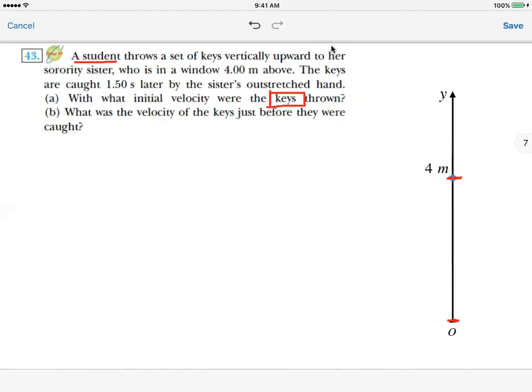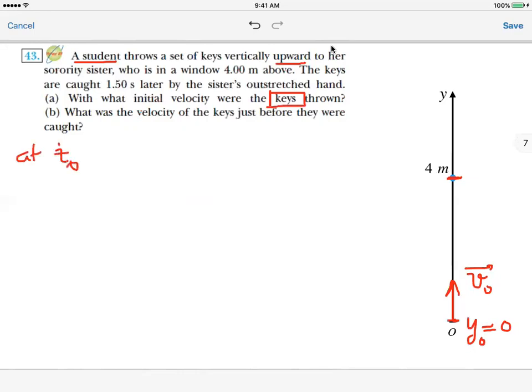In this case, we can say that the keys are thrown up from this point with a given velocity v0, that is, of course, pointing upward, as they say in the given. It has an initial position y0 equals 0, and it has initial velocity v0. And then, so let's write them down.